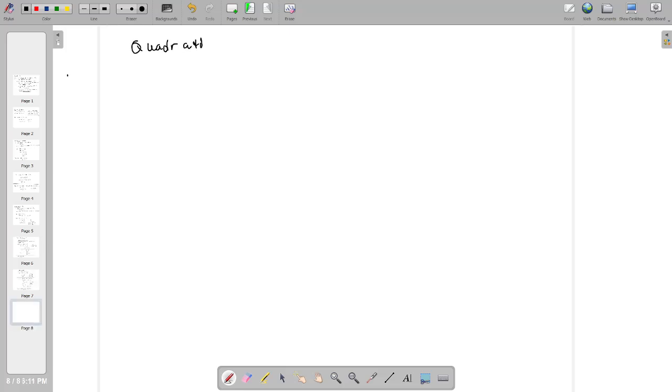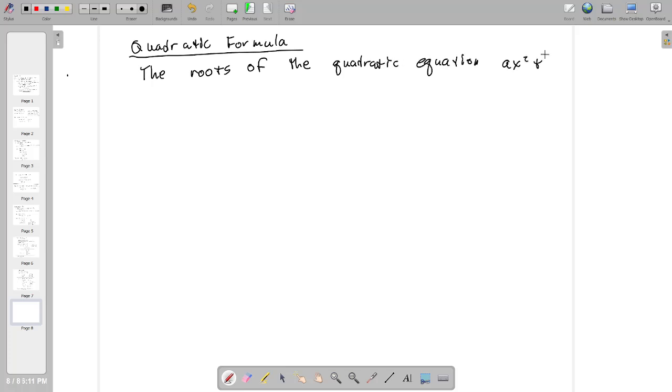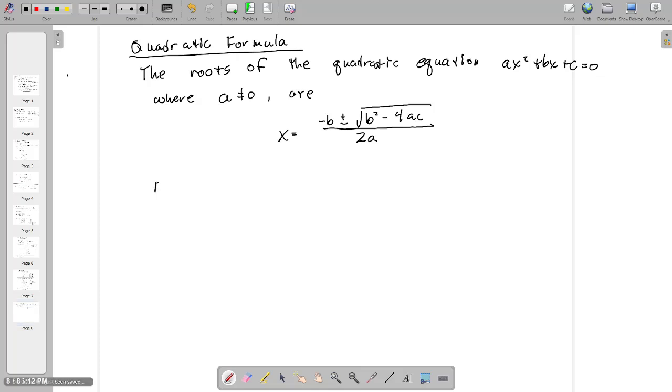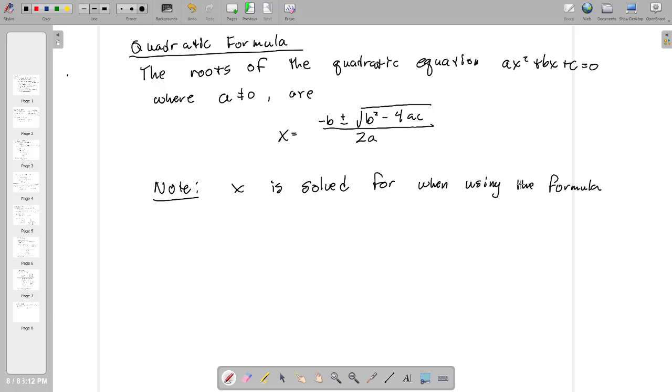All right, the next thing that I want to talk about is the quadratic formula. The roots of the quadratic equation ax squared plus bx plus c equals 0, where a is not equal to 0, are x equals negative b plus or minus the square root of b squared minus 4ac, all over 2a. I want to note here, x is solved for when using the quadratic formula.